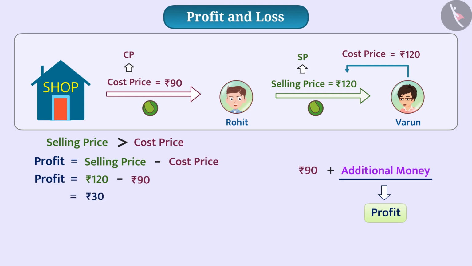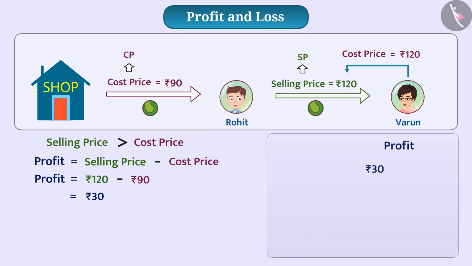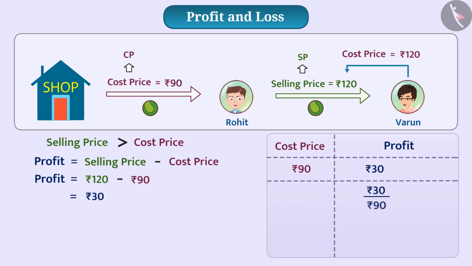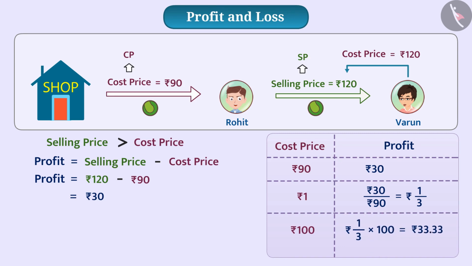It means that Rohit spent 90 rupees on which he got a profit of 30 rupees. There is a profit of 30 rupees on the cost price of 90 rupees. That is, there will be a profit of 30 divided by 90 on the cost price of Rs 1, which is equal to 1 by 3. Similarly, we can say that on the cost price of 100 rupees, Rohit will get a profit of 1 by 3 multiplied by 100 rupees, which is equal to Rs 33.33.